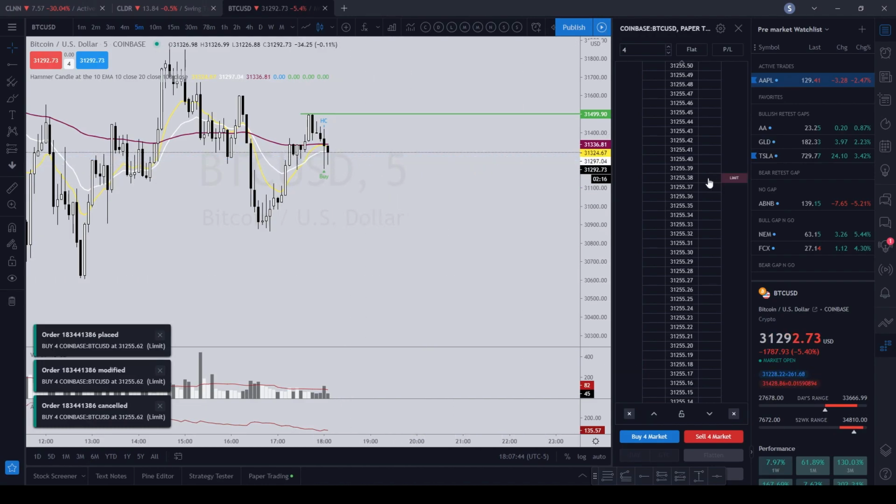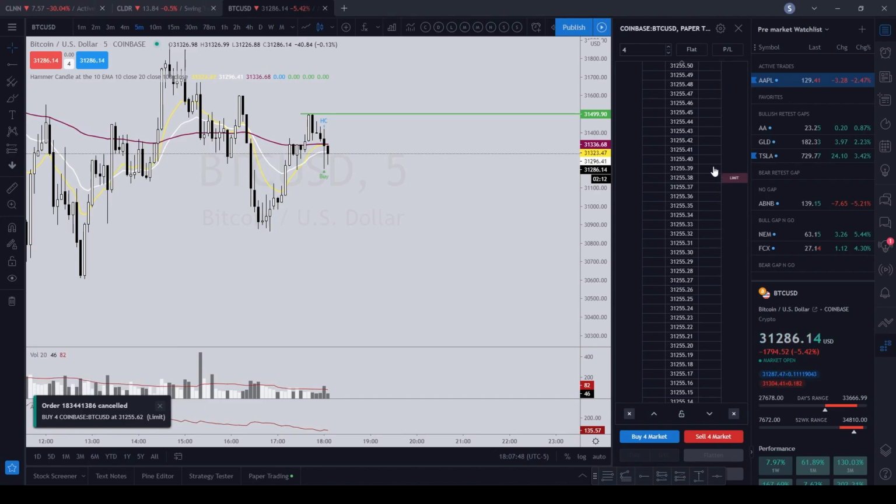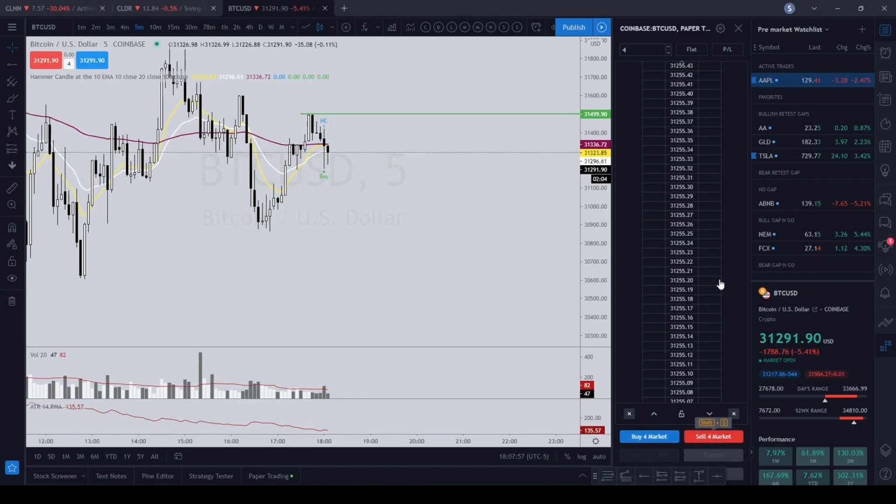And then, of course, if you're on the sell side and you wanted to market, you would be below the price. And if you want to limit in, you'd have to be above the price. The other option is to use these buttons down here. You can mark it in and out. So that's basically the DOM.